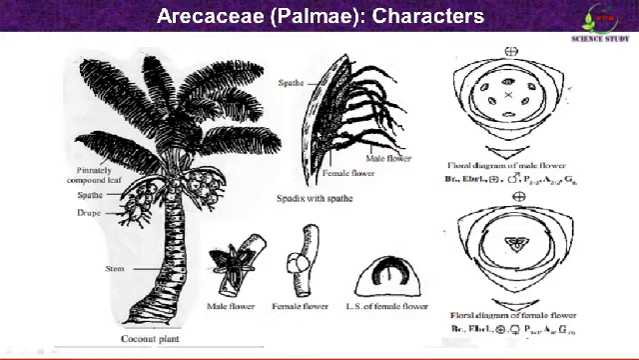This is the spadix with spathe. So here you can observe the spathe, and here the flowers are produced. The male flowers are more in number, as you can observe here, and female flowers are present at the base. This is the diagram of male flower and this is the sketch of female flower. When we take longitudinal section of the female flower, then it appears like this. This is the floral diagram of male flower and this is the floral diagram of female flower. This is floral formula of male flower and this is floral formula of female flower.